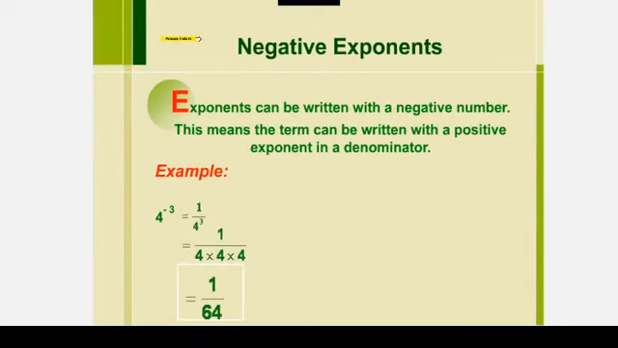Let's move on. Negative exponents. When I gave you the list of exponents, I gave this as one of the properties, negative exponent. I'm going to explain this one more time with some more examples. Exponents can be written with a negative number. This means the term can be written with a positive exponent in a denominator. So look at this example. 4 power negative 3 can be written as 1 over 4 cubed, which in turn is equal to 1 over 4 times 4 times 4. And we also know that 4 cubed is 64. The final answer is 1 over 64.